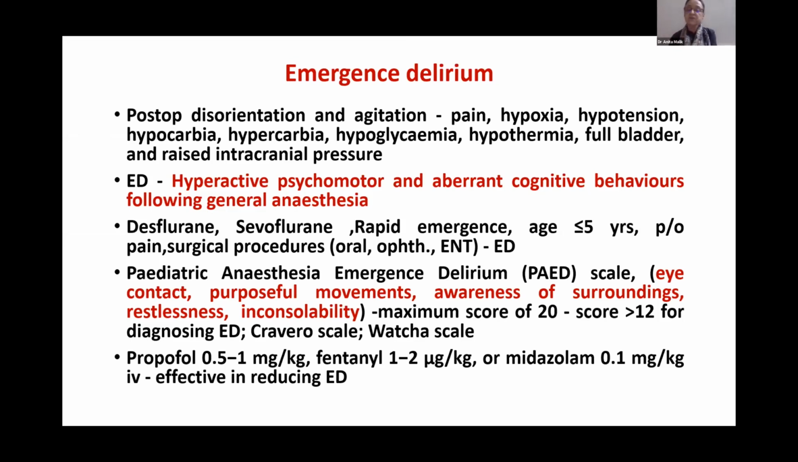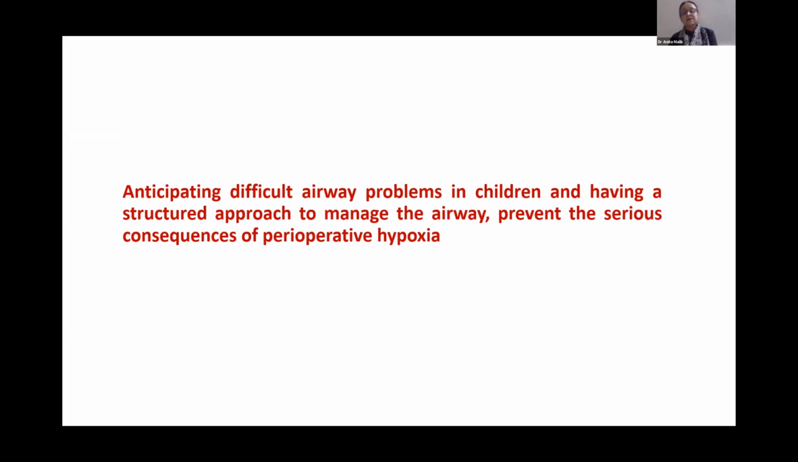There are other scales also, the Cravero scale and the Watcha scale, but they are simply agitation scales, corresponding to assessments like Ramsay's sedation scale. They are very simple to perform, but the real delirium judgment score is the Pediatric Anesthesia Emergence Delirium scale. Now for that, propofol, fentanyl, or midazolam can be given to reduce emergence delirium. And anticipating difficult airway problems in children and having a structured approach to manage the airway prevents the serious consequences of perioperative hypoxia. Thank you.